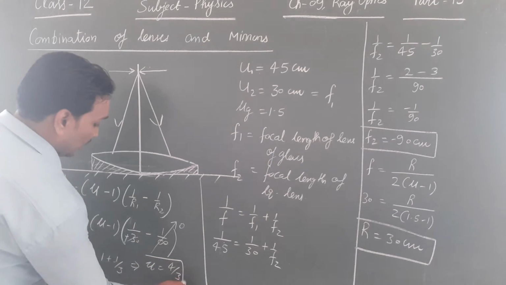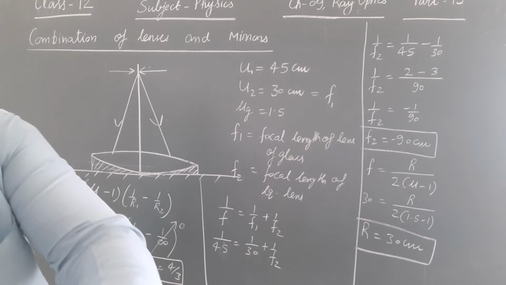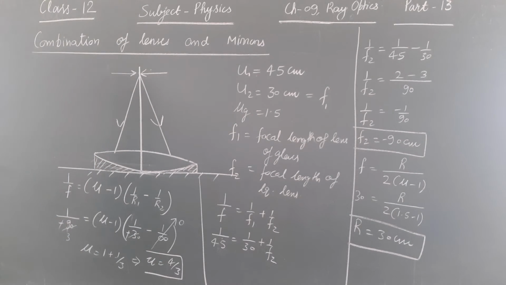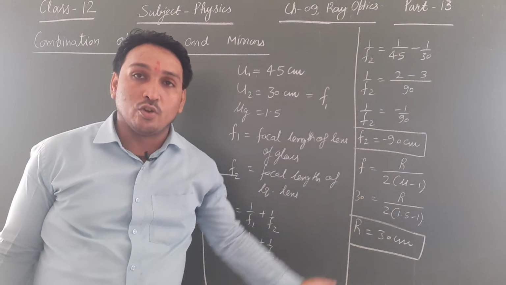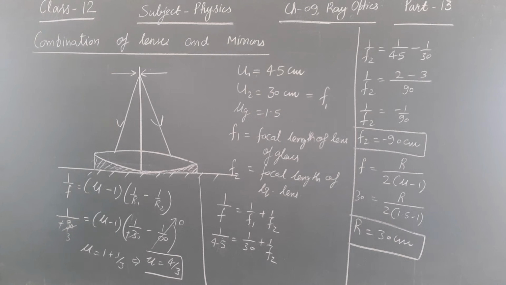Mu is equal to 4 by 3. This is the refractive index of the liquid. I hope I am clear. No problem is there. First of all, you need to calculate the focal length of the liquid lens, which is plano-concave in shape, and then you have to calculate the radius of curvature. Then after, apply the lens maker formula and get the value of mu.